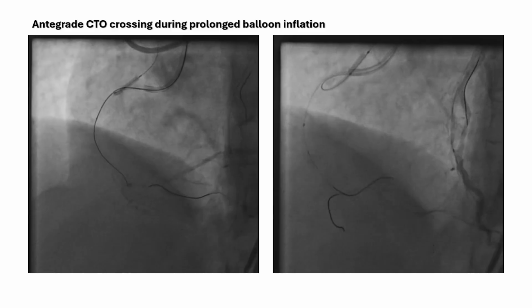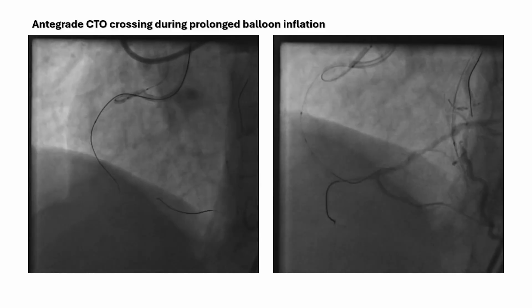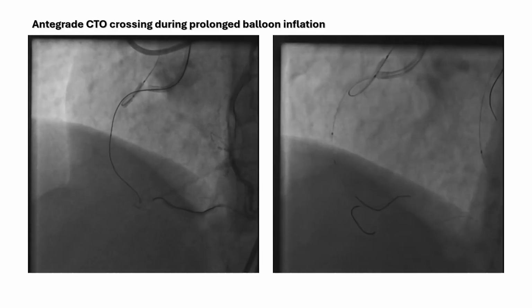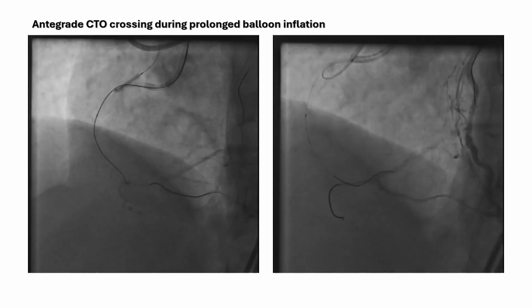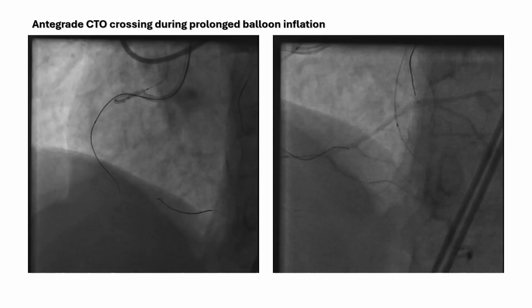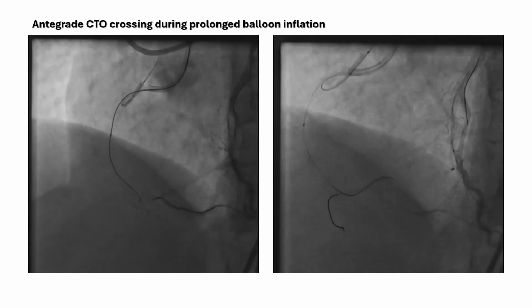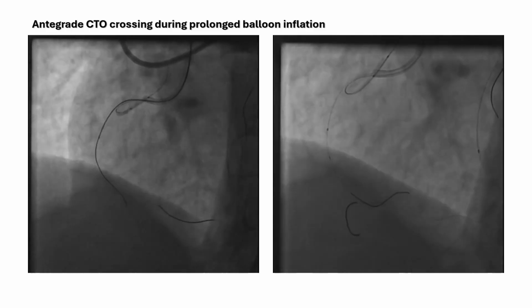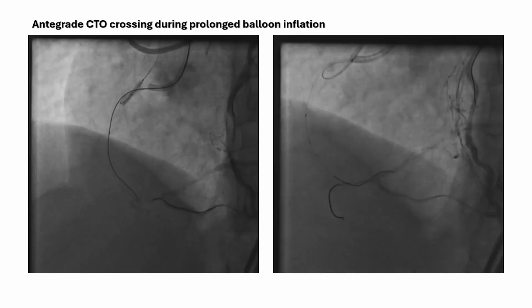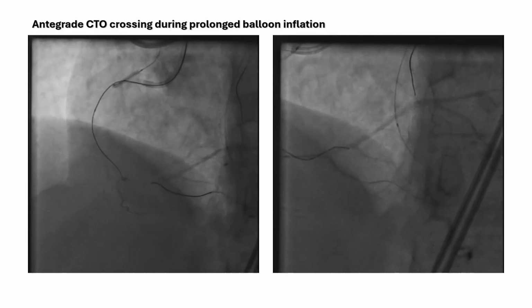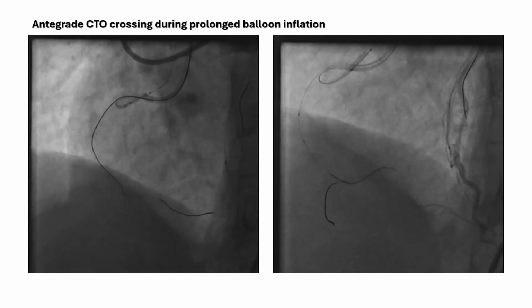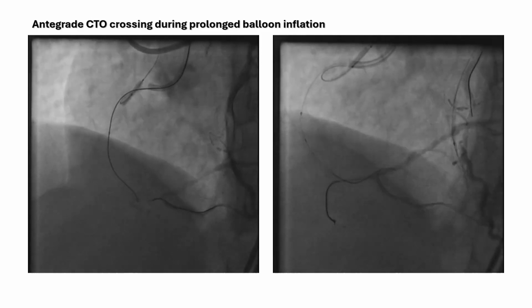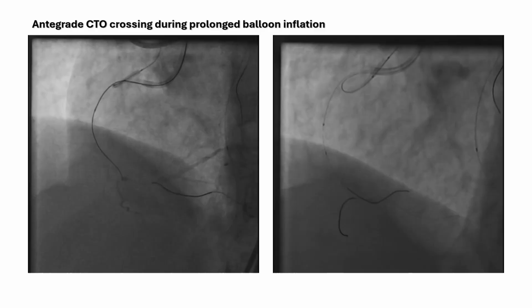We began the antegrade procedure with a Gaia 3 wire. However, our wire advanced subintimally in the distal section. We were unable to reach the true lumen. During these attempts, the patient developed chest pain and hemodynamic instability.